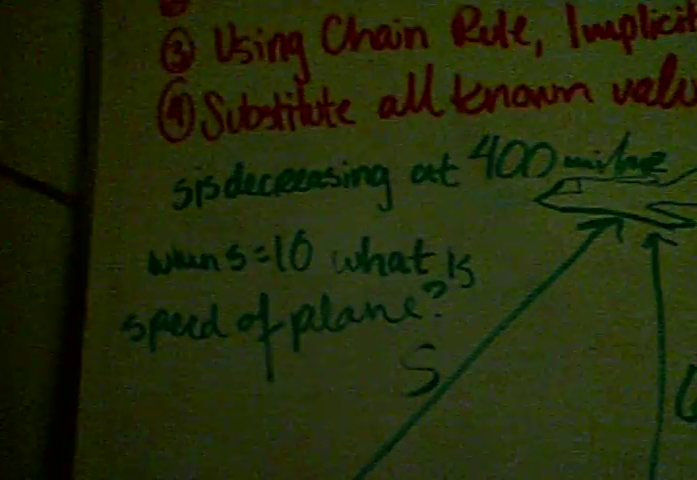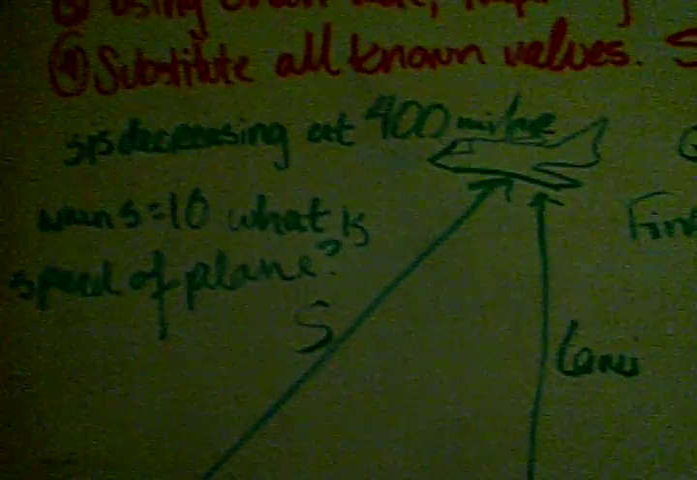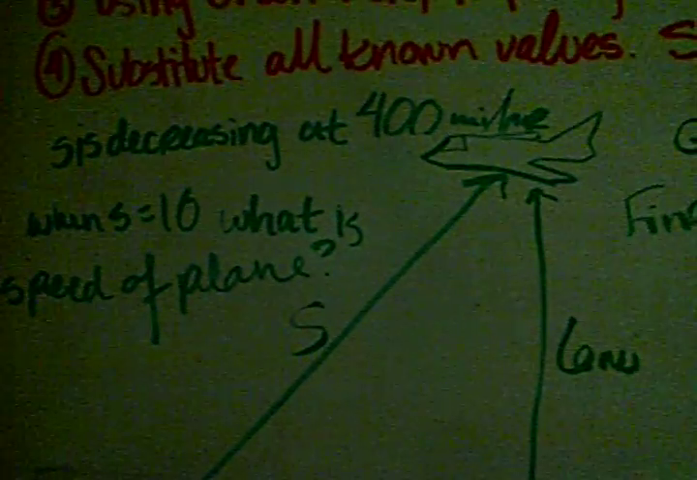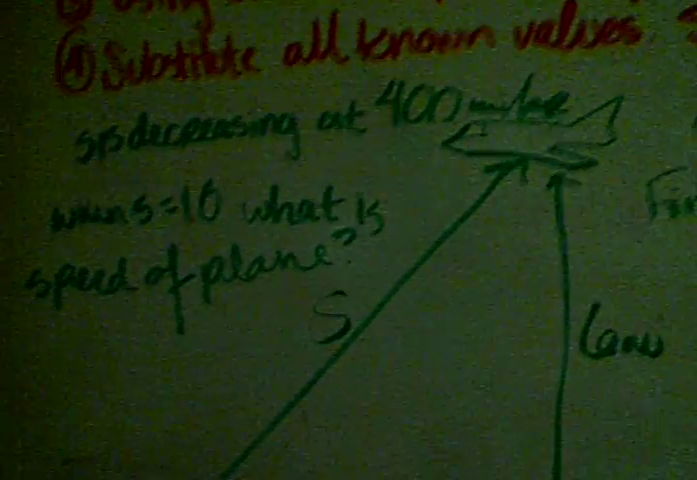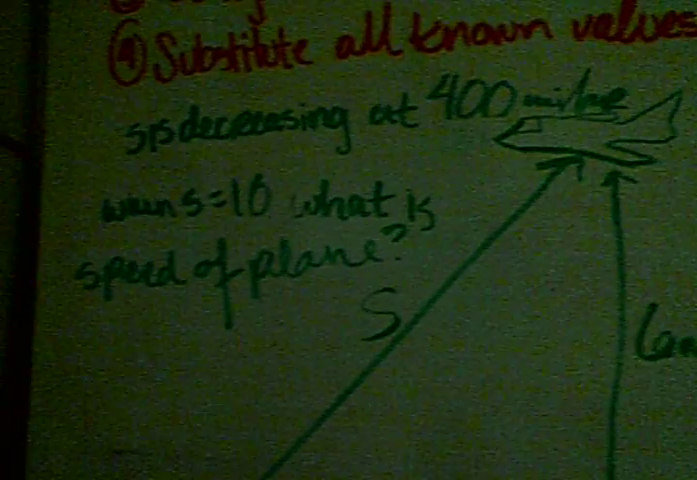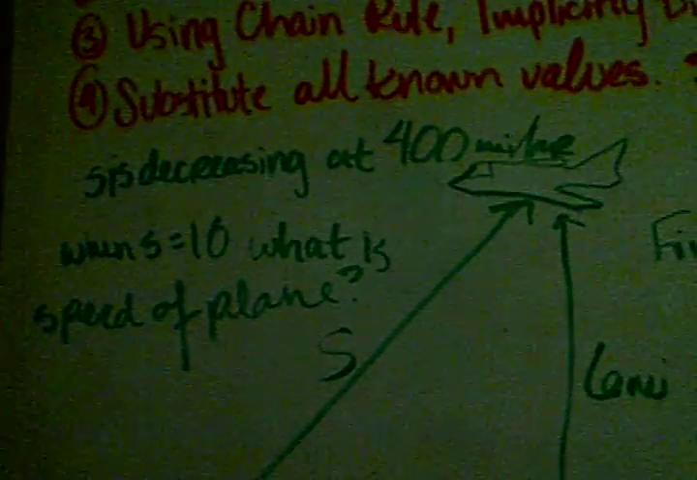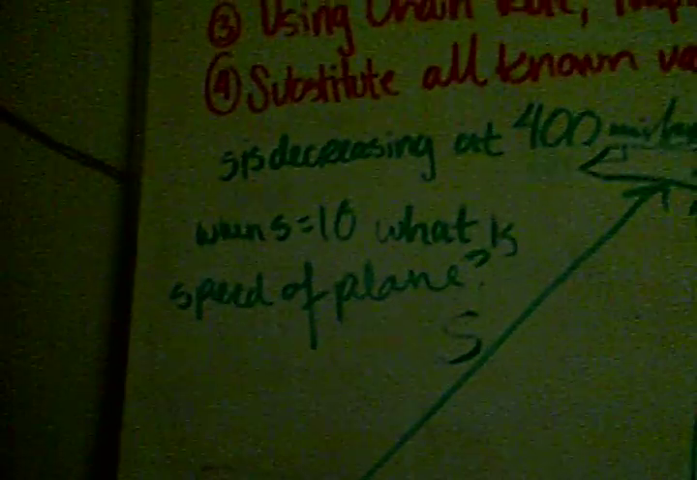So let's say s, it's not speed, it's the overall distance. Let's say that's decreasing at a rate of 400 miles per hour. When s equals 10, what is the speed of the plane?